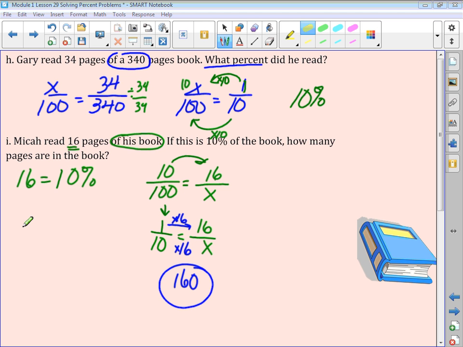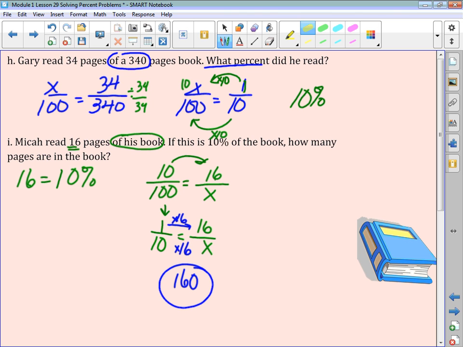Let's take a look at how we set this up. 16 pages is 10%. So my 16 pages and my 10% go next to each other because I know that they have the same value. It says 16 is, so that goes in my is spot. Now 10% is always out of 100. So that's how I knew to set it up. My of, I don't know what my of is. I don't know the total of the book. So that's why my of is my unknown.